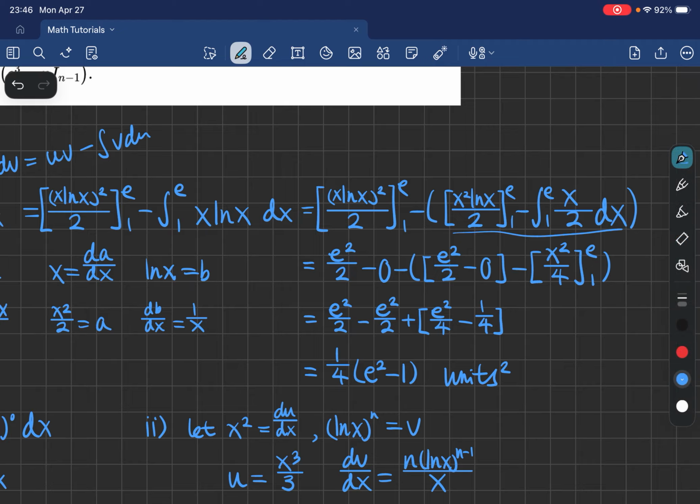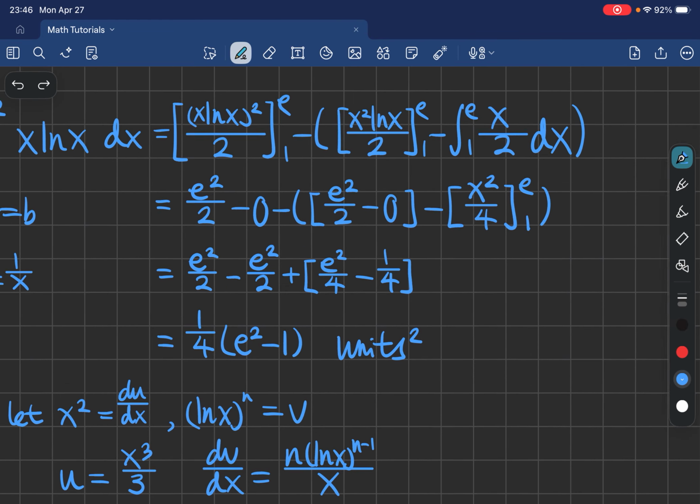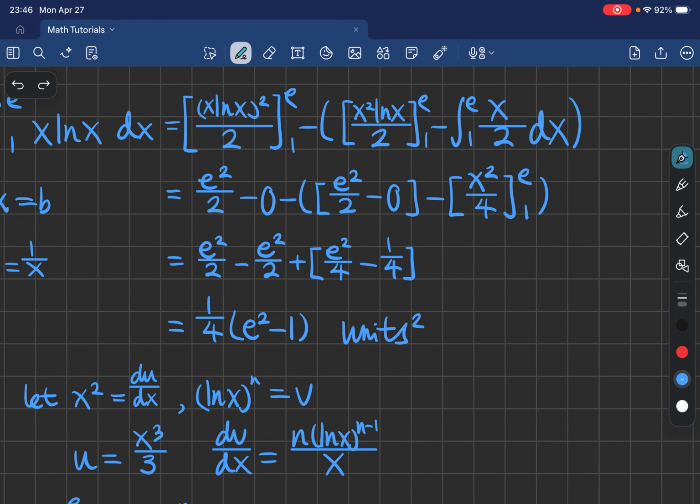Which is what we have here. And remember, we have to have 1 and e for each of these terms in the integration by parts. So now what we do is just substitute and integrate the simple function and then combine like terms, and we will end up with the final answer.